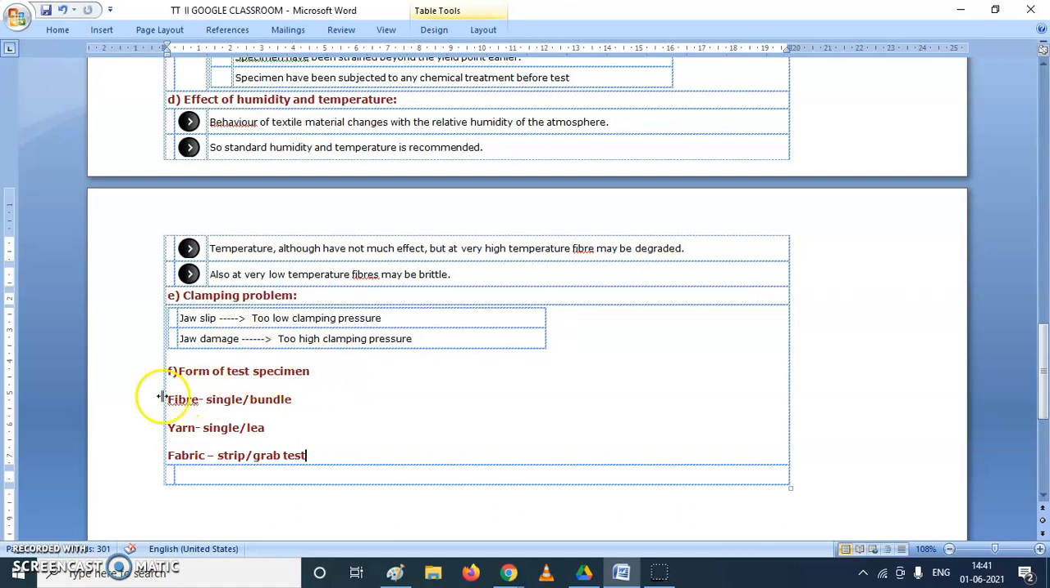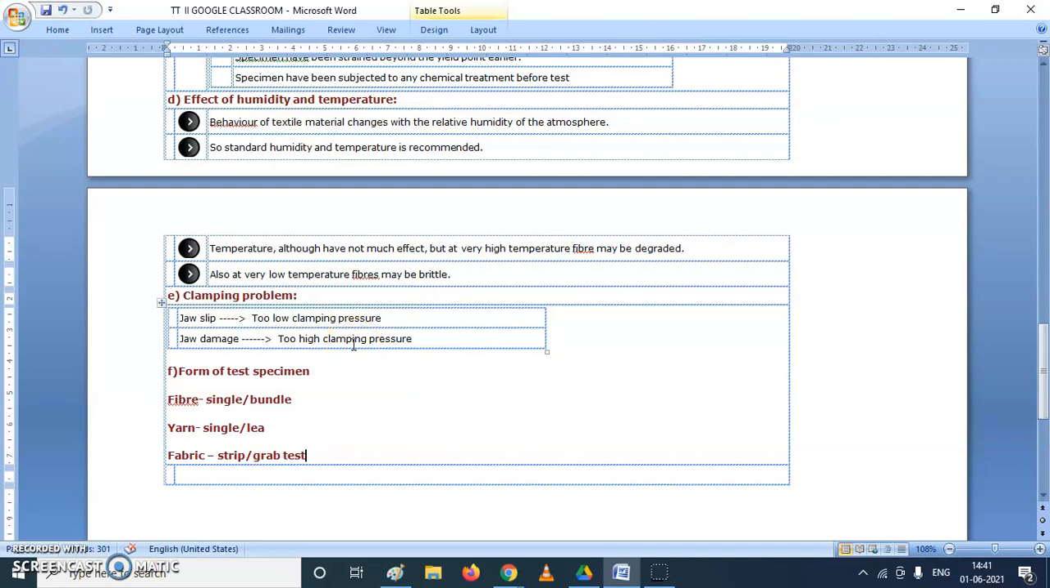Now the last factor is form of test specimen. This is a very important factor. If you are testing the tensile properties of fiber, then whether you take a single fiber or a bundle of fibers affects the result. Similarly, if you take a single yarn or a lea of the yarn, or a strip test and a grab test, we will study in the fabric tensile testing in the next 3-4 lectures. So these factors affect the results of tensile testing.